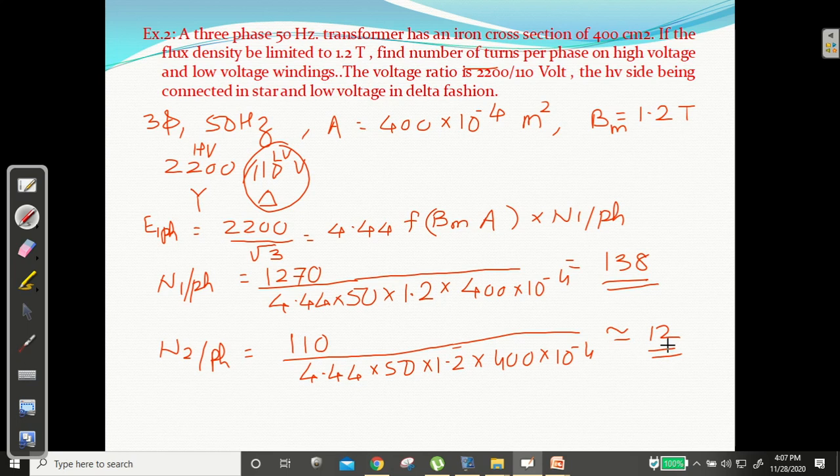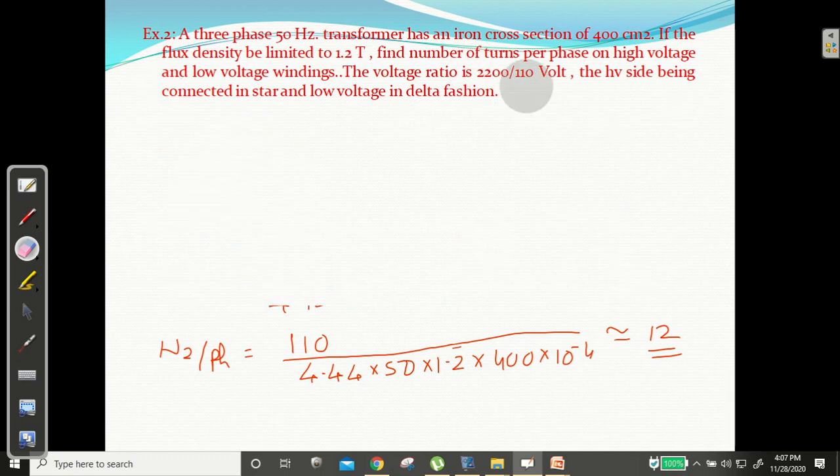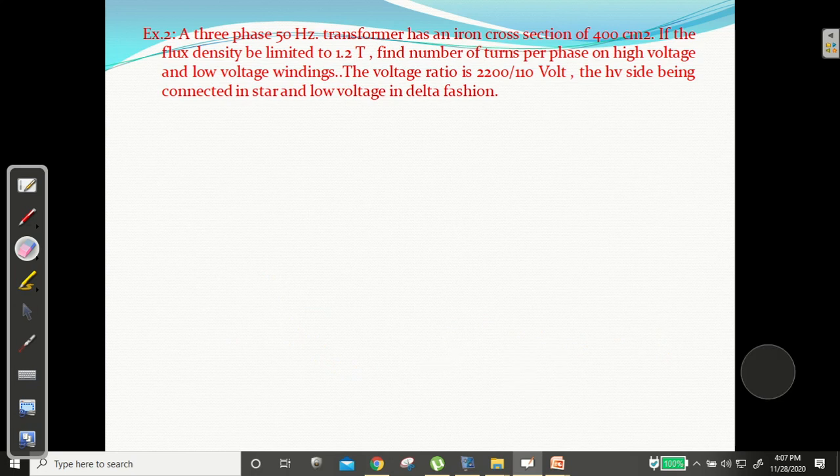In this way, for any type of transformer connection, you can find the number of turns. You can find any quantity, but you must know the relationship between delta and star. Now these two problems are sufficient.